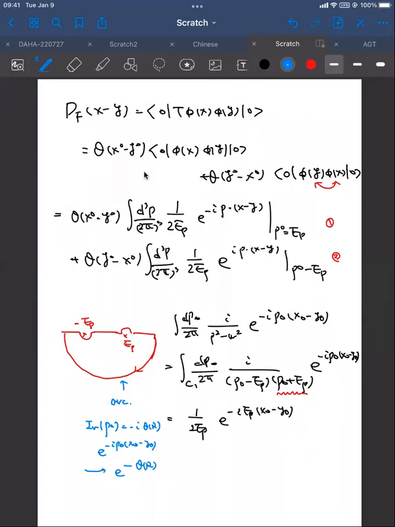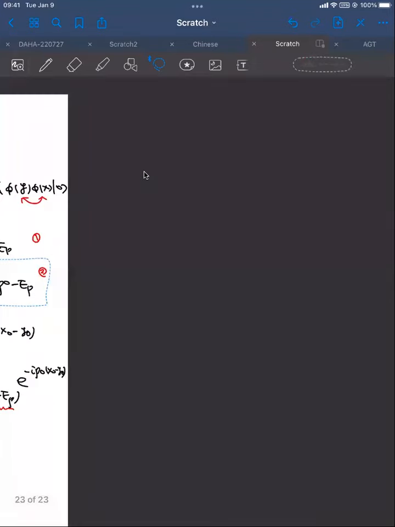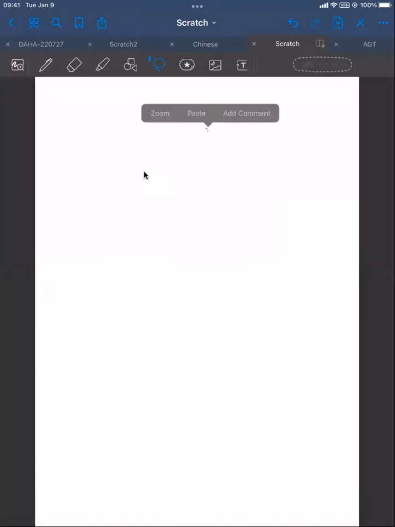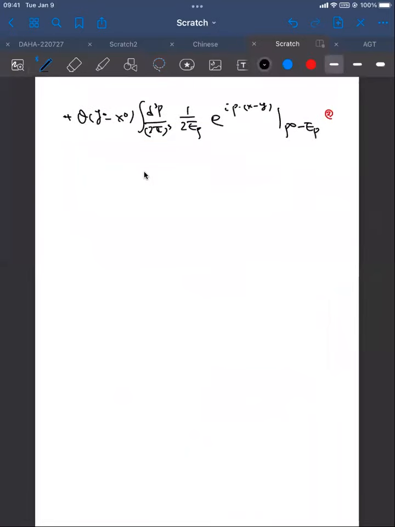The problem is the second part. My explanation was not correct, and I will correct it from now. To do that, let's copy and paste the second one and go to the next page. Okay, good, this is the second one. Here I would do the following manipulation: p goes to minus p.